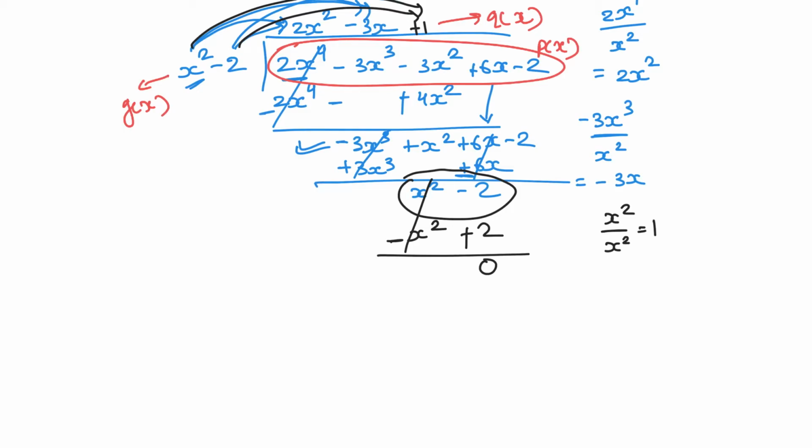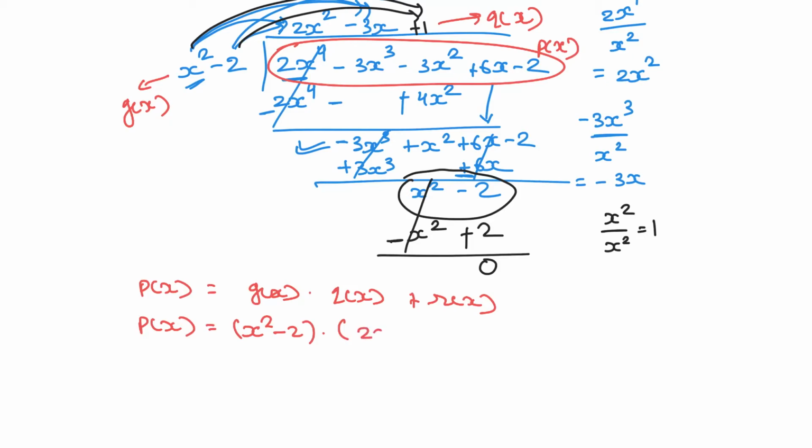Now we know that the dividend p of x is equal to g of x into q of x plus r of x. This is the division algorithm. Here we have the dividend p of x equal to the divisor, that is x square minus 2, into the quotient, that is 2x square minus 3x plus 1. Now we will factorize this polynomial. For the factorization, we use the splitting the middle term method. We need to split the middle term, that is minus 3x.